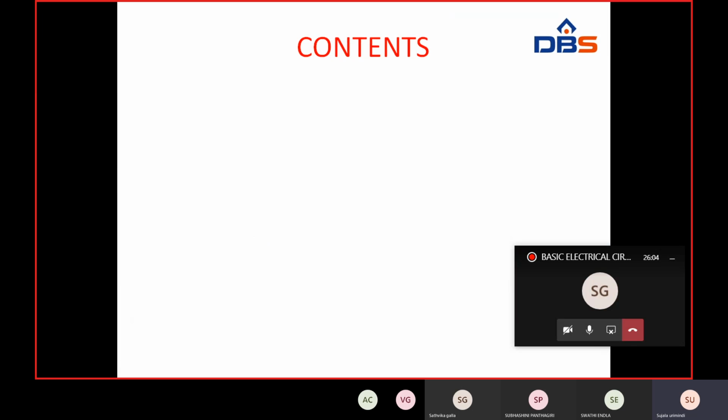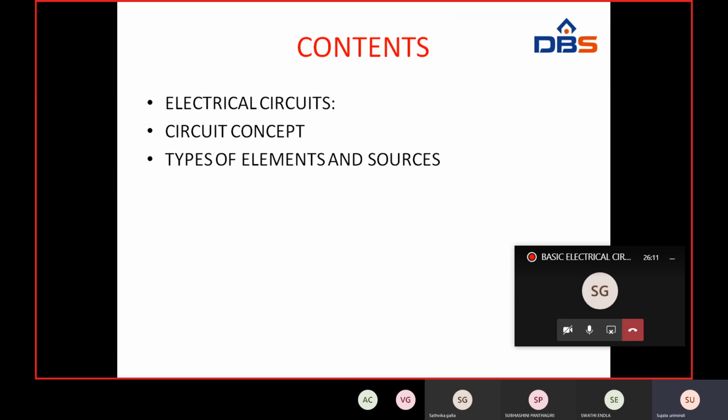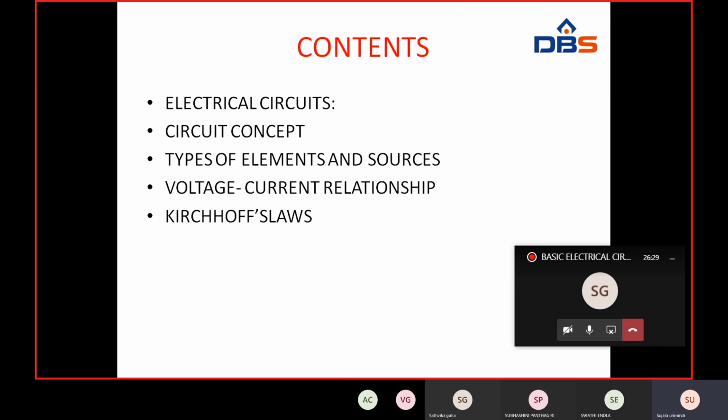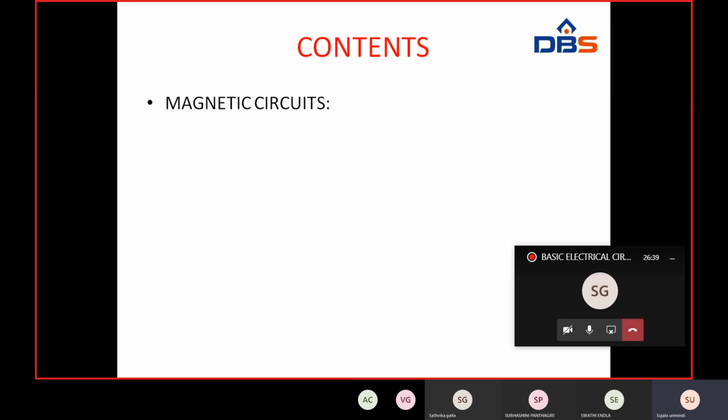In the first unit there are two parts, electrical circuits and magnetic circuits. Under electric circuits we discussed the circuit concept, the different types of elements and the sources, and up to now the voltage and current relationships for the passive elements: resistor, inductor, and capacitor. And today we will discuss Kirchhoff's laws and the network reduction techniques.